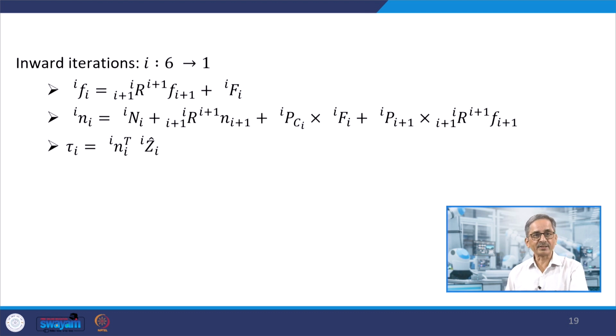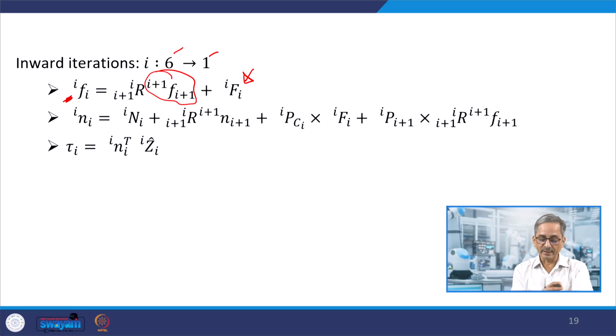And next I go for the inward iteration, and that iteration I perform from the last link to the first link. In this one, I know this from the previous slide, that is the outward iteration. This is the end effector condition, that also I know. So, I can evaluate this f_i.